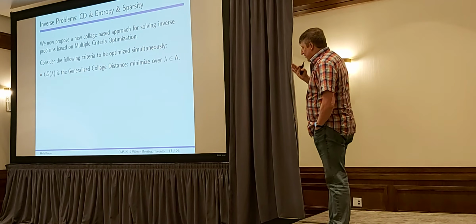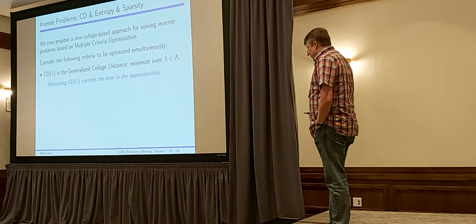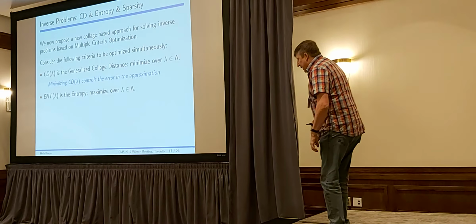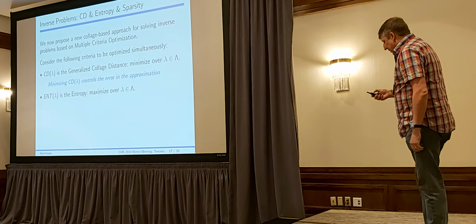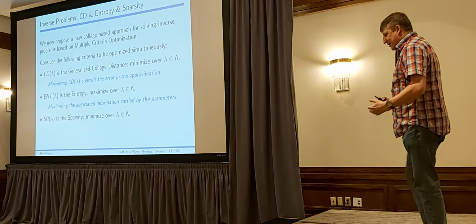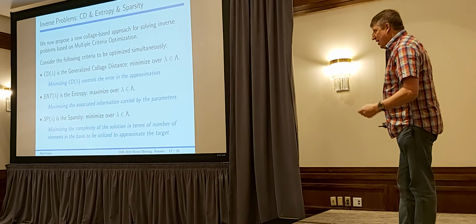They're all functions of the parameters lambda. And we want to minimize the collage distance. Minimizing this controls the error, because when we minimize, we're controlling the distance between U and U lambda, right? The entropy, we want to maximize so that we have the maximum amount of information captured in what we're doing. And sparsity, we want to minimize because it's an ill-posed problem, there are many candidate solutions, and I'd like to get the simplest one. So here I wrote minimizing the complexity in terms of the number of elements in the basis that we're going to utilize in approximating the target.